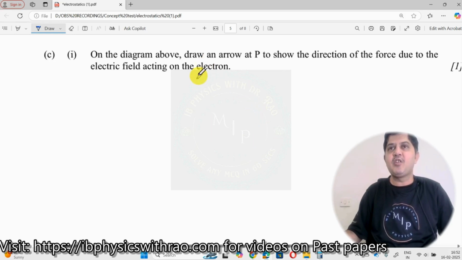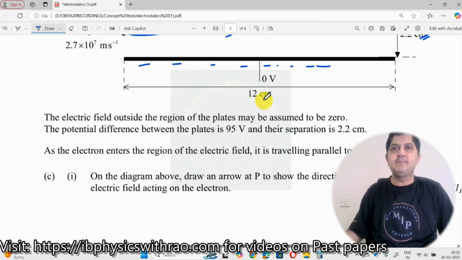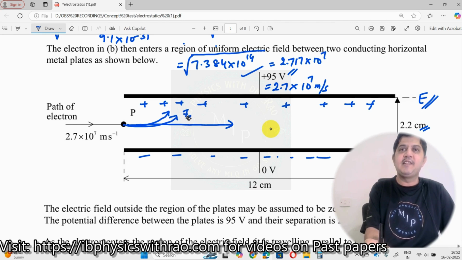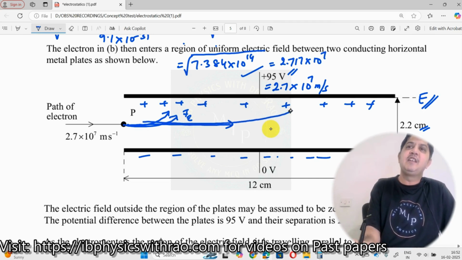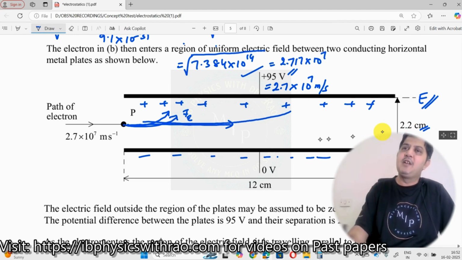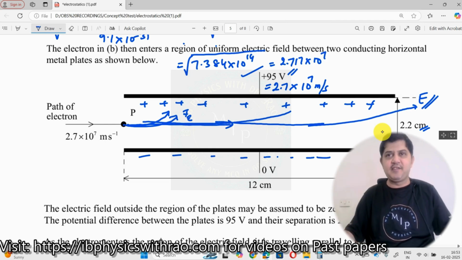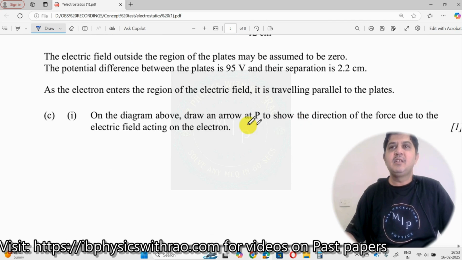On the diagram above, draw an arrow at P to show the direction of the force due to the electric field acting on the electron. Draw an arrow at P. What is the electric force acting? I have already drawn it. This is the electric force acting, Fe is acting like this. Maybe it takes some long time. It will go all the way along until here. It might take a path like this and finally touch at some point. Or it may escape like this, and finally it may go out also. I do not know. Let us read the full problem, then we will understand. So we have drawn this one.